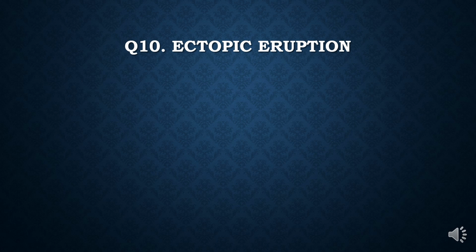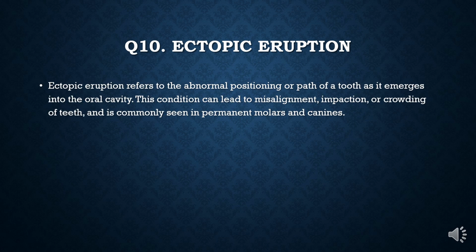Question number 10 is ectopic eruption. Ectopic eruption refers to the abnormal positioning or path of a tooth as it emerges into the oral cavity. This condition can lead to misalignment, impaction, or crowding of teeth and is commonly seen in permanent molars and canines.